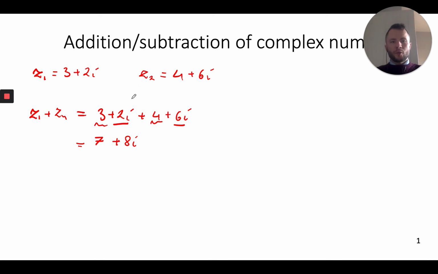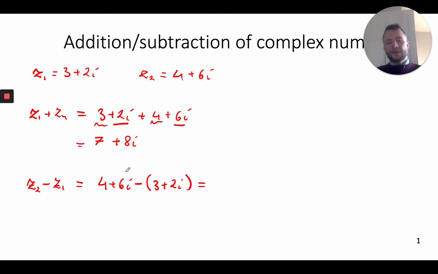However, if I wanted to subtract those two numbers, if I wanted to subtract z2 minus z1, so I'm subtracting z1 from complex number z2. So z2 equals 4 plus 6i minus, I'll open the bracket and put z1 in the bracket, 3 plus 2i. So this is an expansion of this notation. If I wanted to simplify this subtraction, I can rewrite 4 plus 6i.